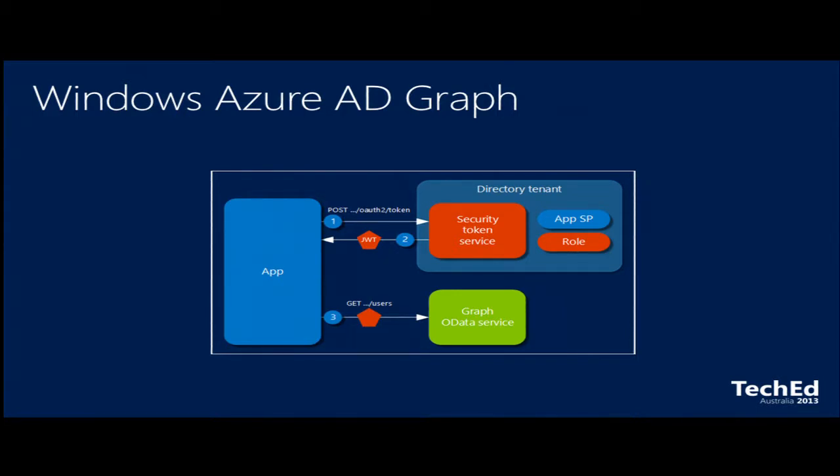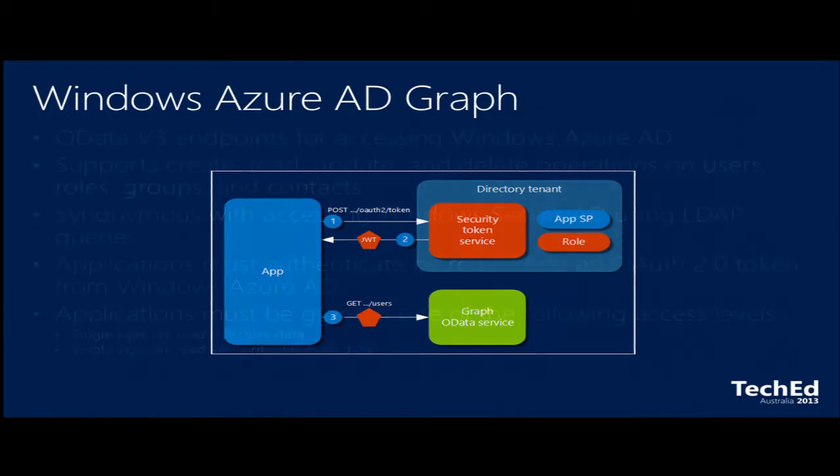Once the application has acquired that token, it then sends it with each request to the Graph API, which I've shown in green here. I'll show you the query syntax in a moment, but that's essentially all that's required for your applications to access a Windows Azure AD directory.